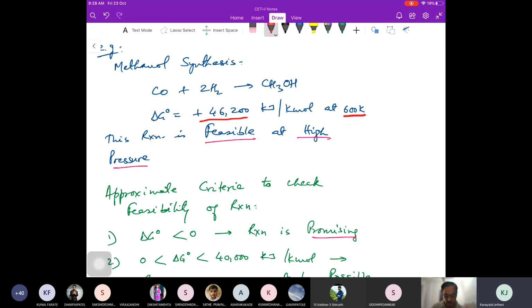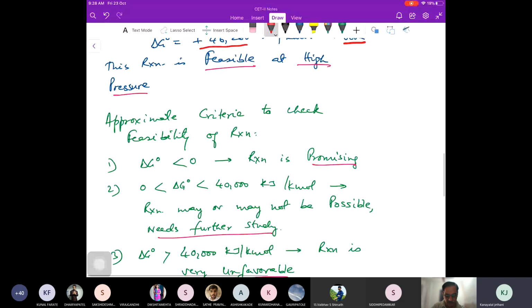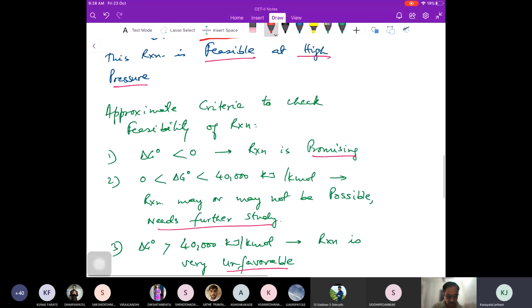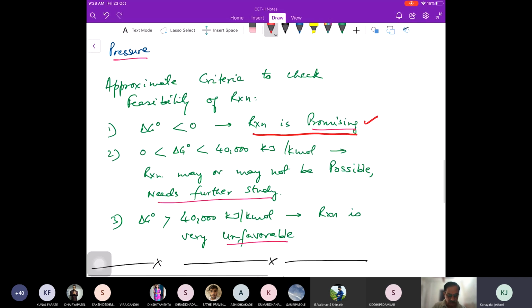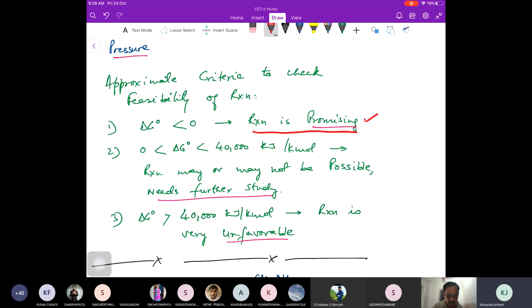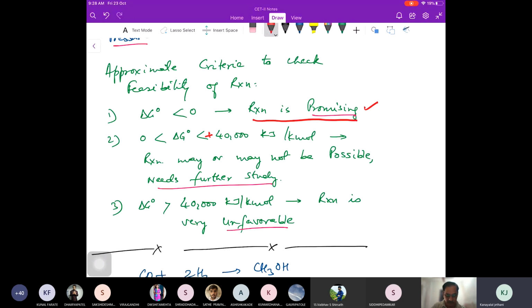Okay, so based on experiments or based on data from industry, these are the criteria which we can define for feasibility. Right? If delta G0 is less than 0, reaction is promising. Yes, ये general statement हम बोलते थे. It's what you have been seeing so far, चेमिस्ट्री में देखा होगा. But based on data, you can generalize that between minus 40,000 and plus 40,000, reaction may or may not be possible but needs further study.